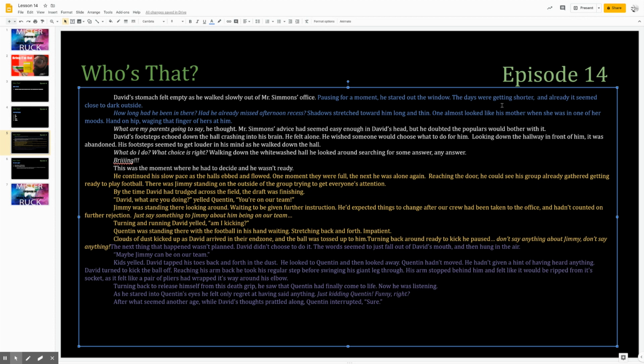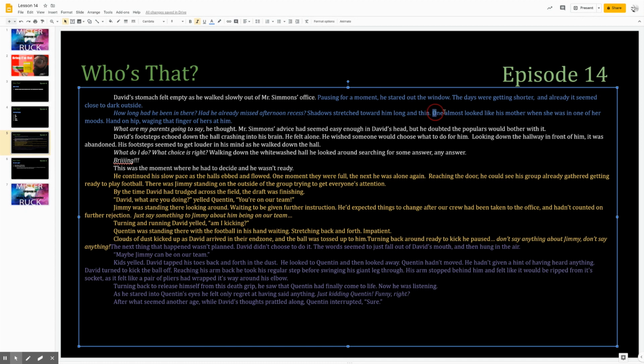The days were getting shorter, and already it seemed close to dark outside. How long had he been in there? Had he already missed afternoon recess? Shadows stretched toward him, long and thin. And you notice I didn't change any of the he's we already had. Those aren't confusing because we haven't talked about any other character recently. So that's not going to be something our reader's going to be like, wait, who is he talking about?